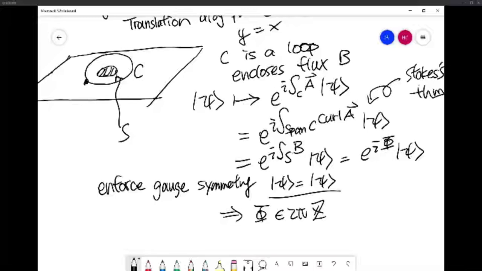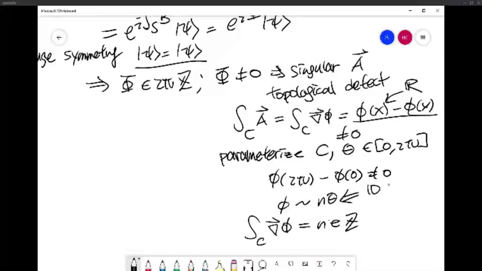So if phi is proportional to the number of windings of your circle around itself, so theta and theta, for example, then you see that this is actually n, and so this is the 1D winding number. And the hedgehogs that we've seen before, that's the 2D winding number.